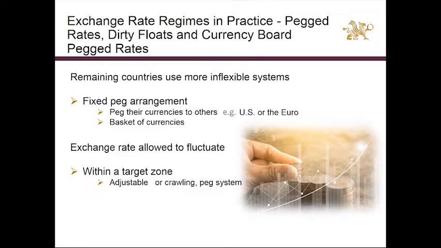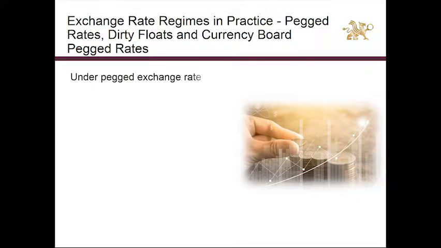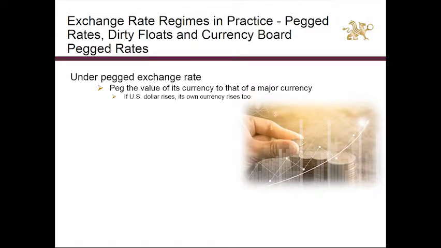In this section, we'll look more closely at the mechanics and implications of exchange rate regimes that rely on a currency peg or target zone. Under a pegged exchange rate regime, a country will peg the value of its currency to that of a major currency so that, for example, as the US dollar rises in value, its own currency rises too. Pegged exchange rates are popular among many of the world's smaller nations.